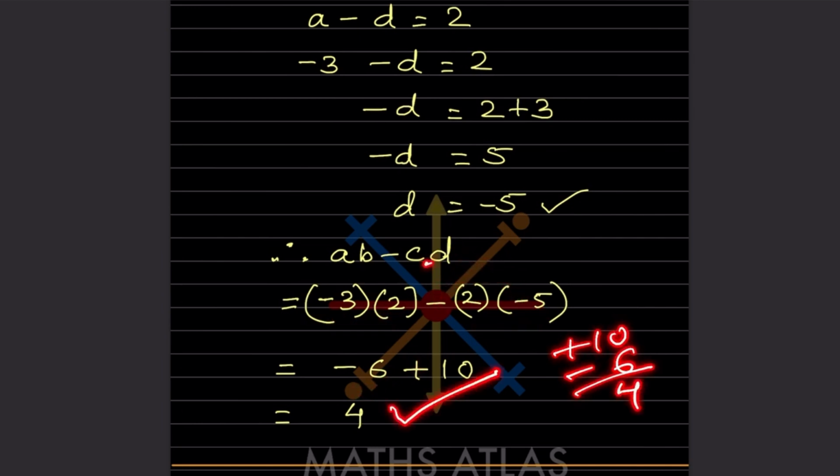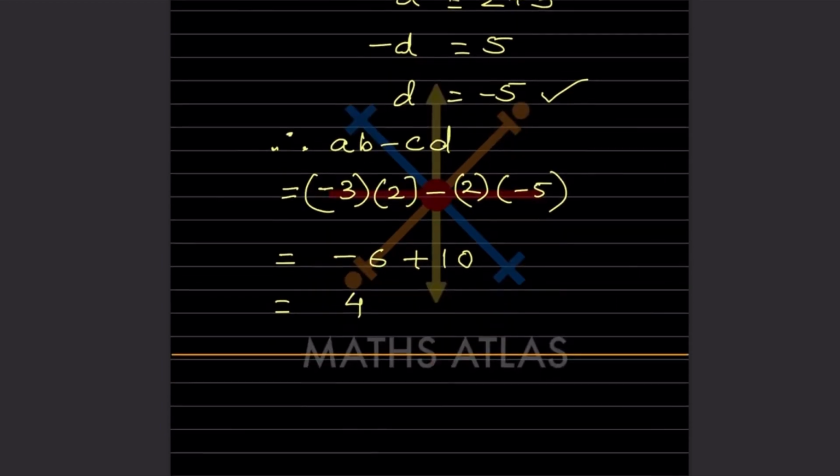So the answer is 4. So the value of AB minus CD, you can write over here: therefore AB minus CD is 4. We have to be very particular about this one because we might lose the marks. So you can also write this one: therefore, AB minus CD is 4, because there is a marking scale.